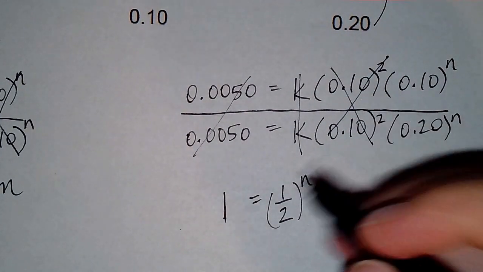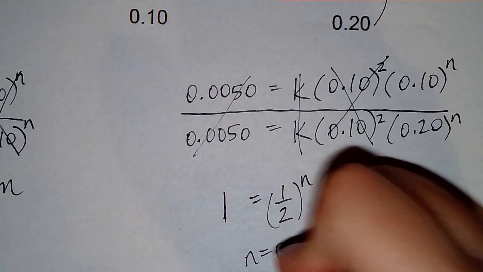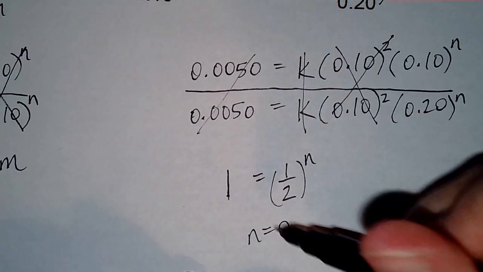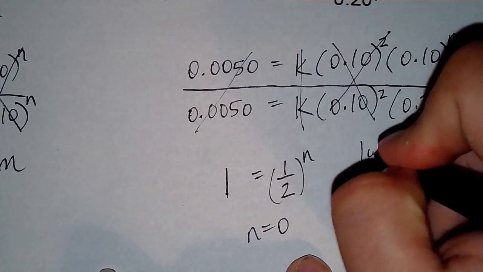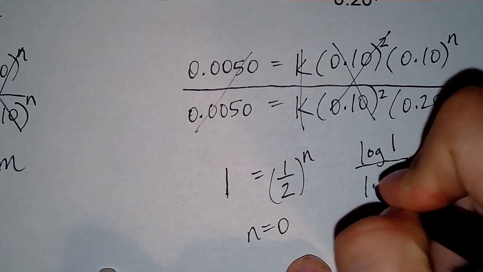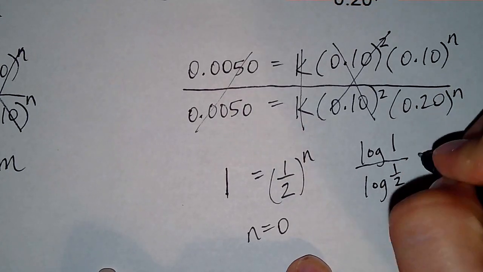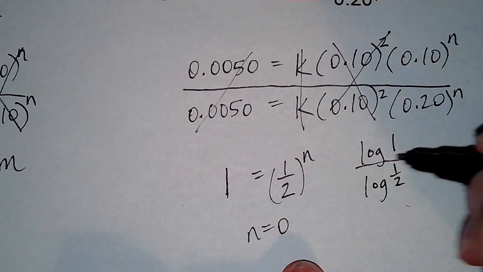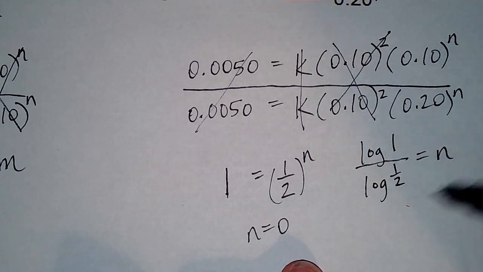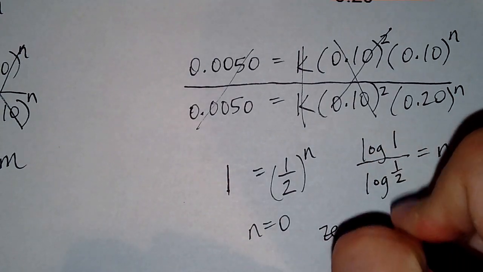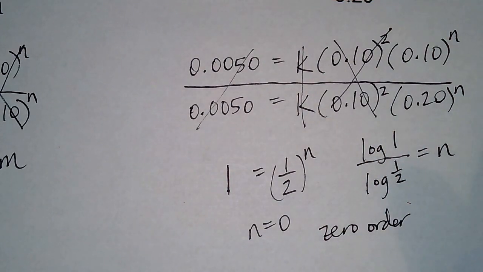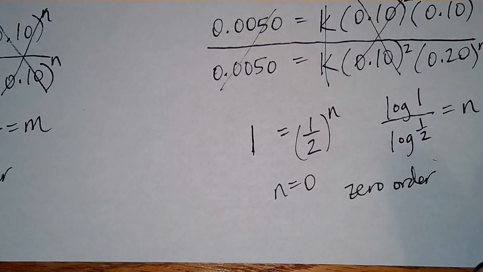And again, if this isn't obvious to you, you can do your log ratios. So log of 1 divided by log of 1/2 is equal to n. Log of 1 is 0, so this is going to always be 0 regardless of what's on the bottom. So this is going to be 0 order. Alright, so now we have our NO2 is second order and our CO is 0 order.